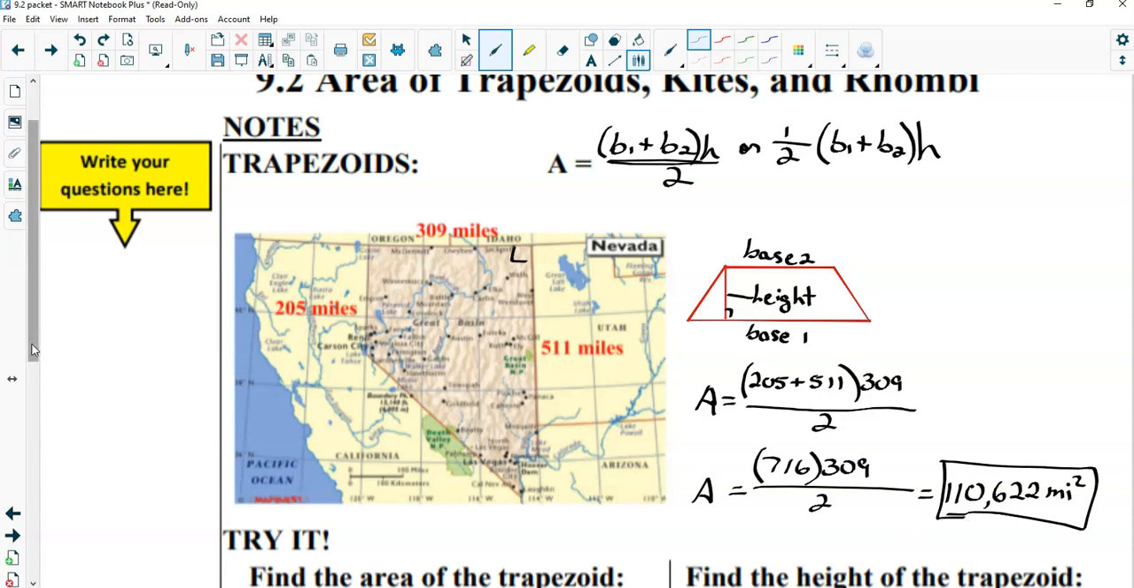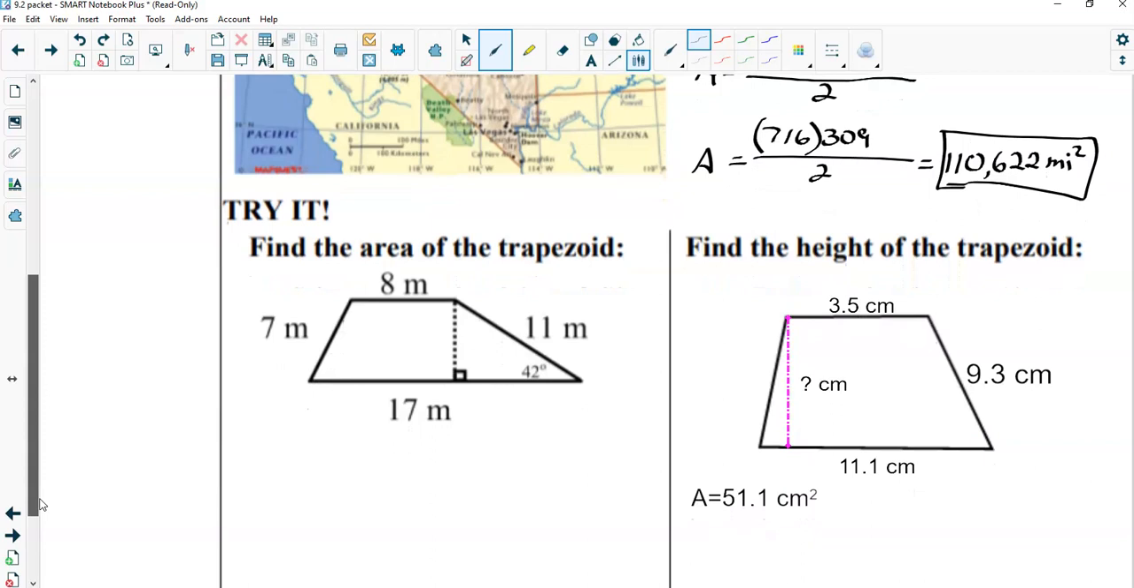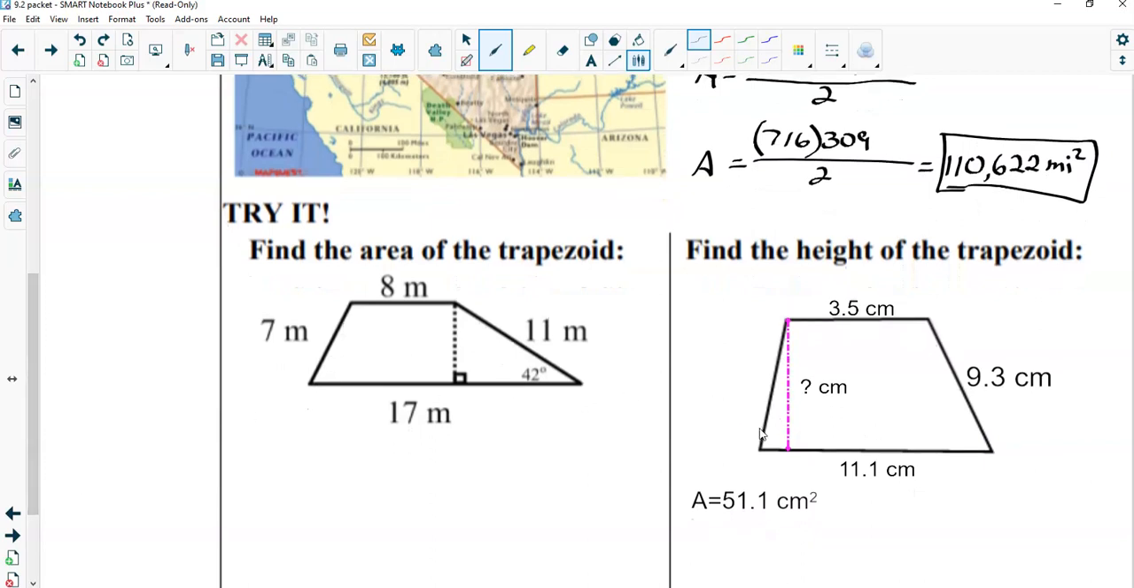Okay, let's see. Here are two problems that you could try. Once you try them, let's see how you do, and then make sure you pause the video. Once you do it, then press play and take a look and see how you did.